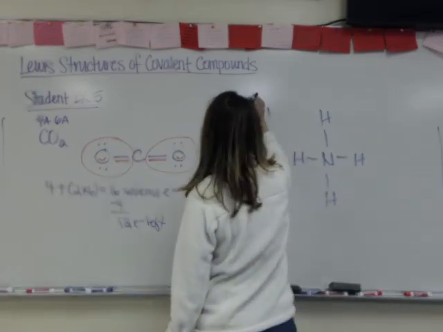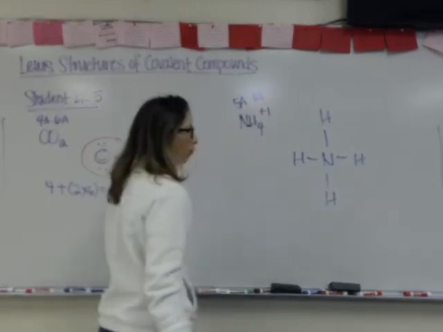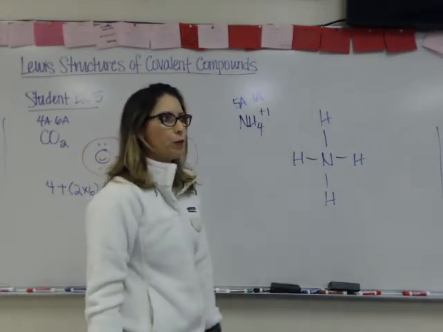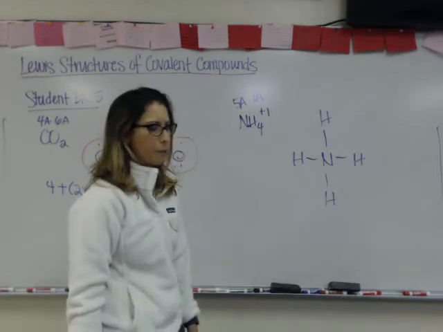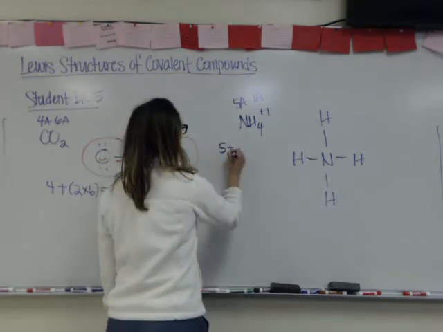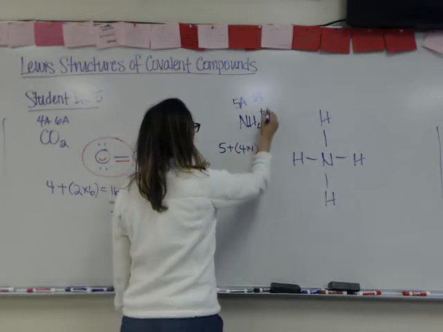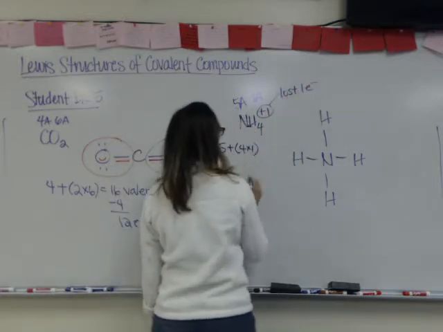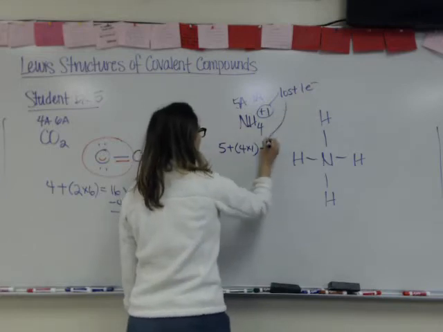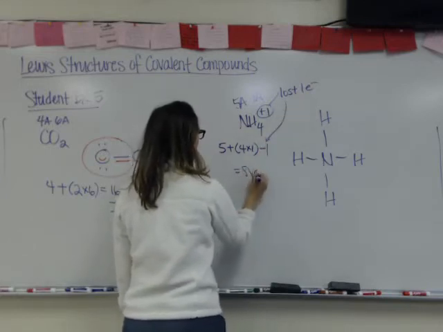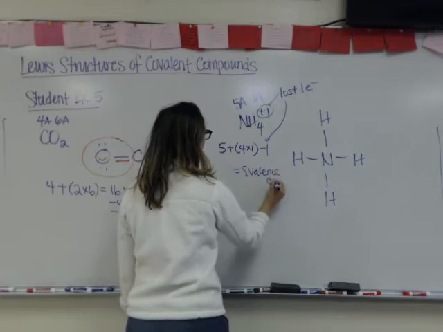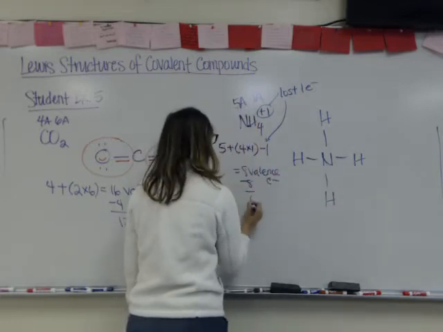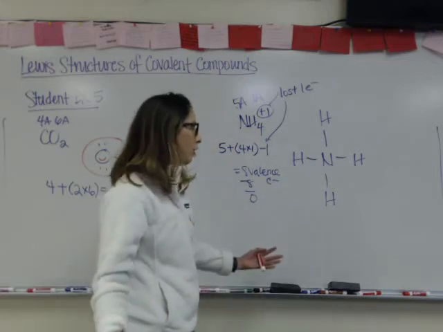Nitrogen is in group 5A, hydrogen is in 1A. Remember, you do not use the hydrogen above group 17, above the fluorine, or above group 7A, okay? We have 5 plus 4 hydrogens in 1A. This plus 1 charge means I really lost 1 valence electron, so subtract 1 from the total. That will give you 8 valence electrons to work with, but I already drew in 8. So I have no electrons left, which is fine.